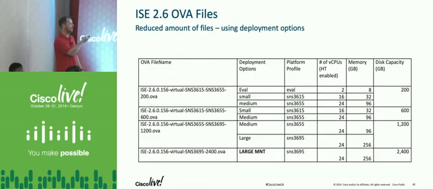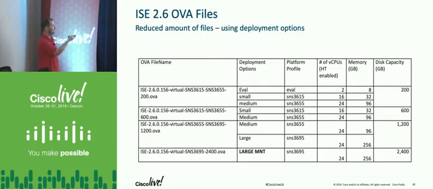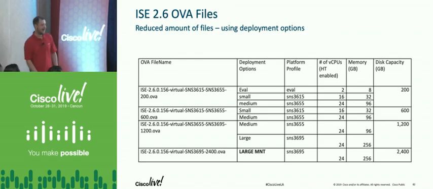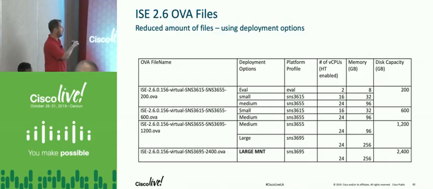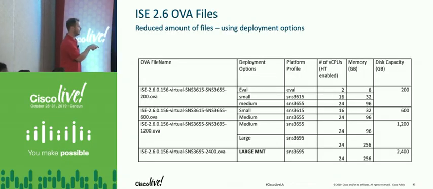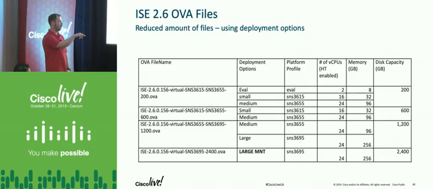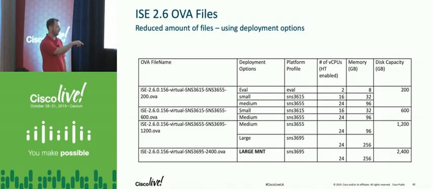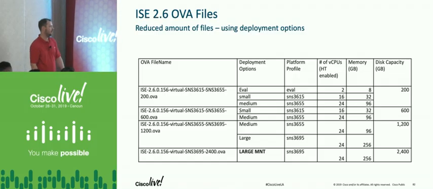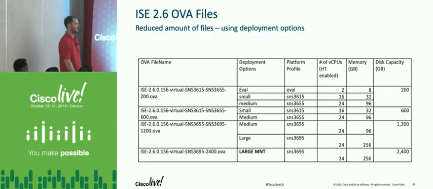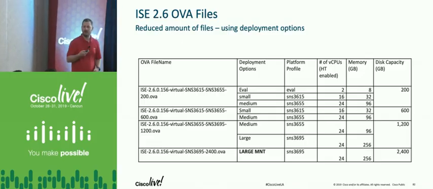So if you're going to do an eval or a proof of concept, you're going to grab this SNS 3615, 3655 OVA. The difference between this one and the second one is all about hard disk space. So 200 versus 600. The 3655/3695, the medium and large profiles, it's all about the disk space, so 1.2 terabytes. And then the super MNT or large MNT is going to be the one that we want to use, that has 2.4 terabytes of disk space.